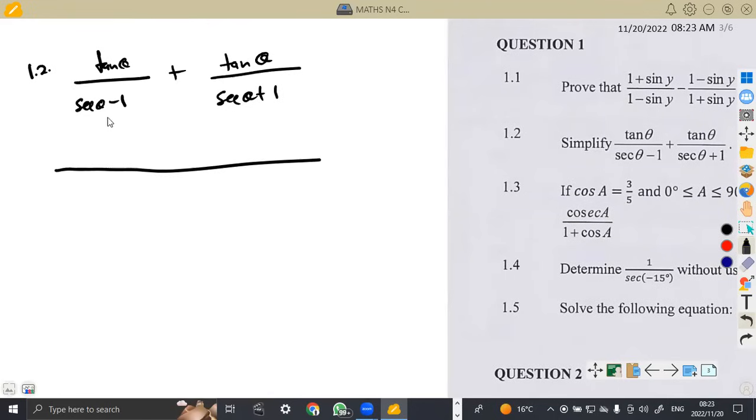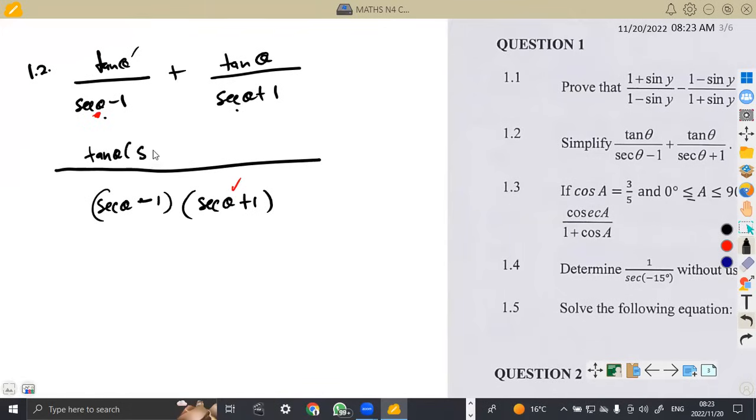So you're going to obtain the LCM of these two, which is sec theta minus 1 times sec theta plus 1. Okay, so let's add, just like what we did, guys. If you divide your LCD by sec theta minus 1, we're going to remain with sec theta plus 1, which is multiplied to tan theta. So we're going to have tan theta times sec theta plus 1, plus here sec and sec will cancel, you remain with sec theta minus 1. So it's going to be tan theta into sec theta minus 1.